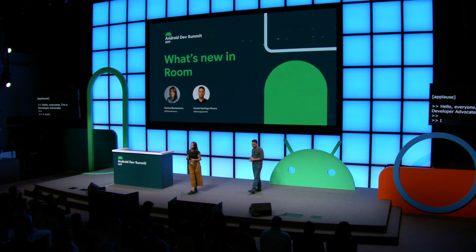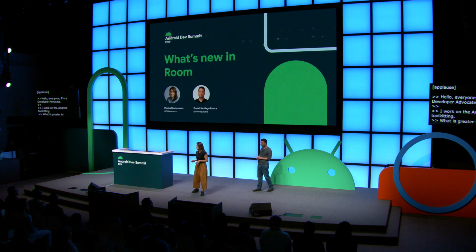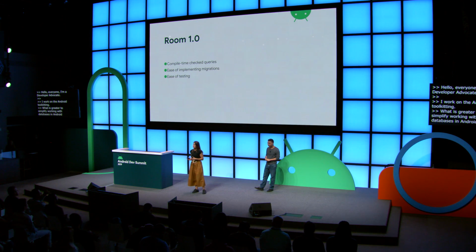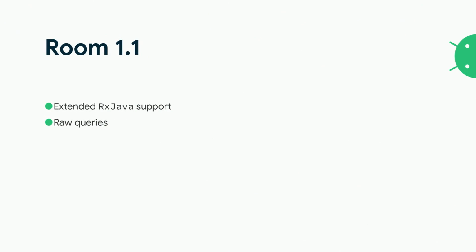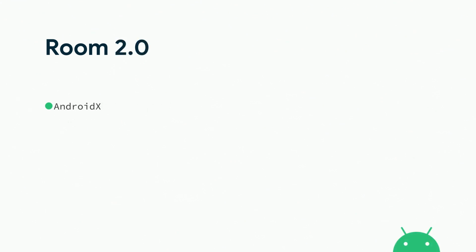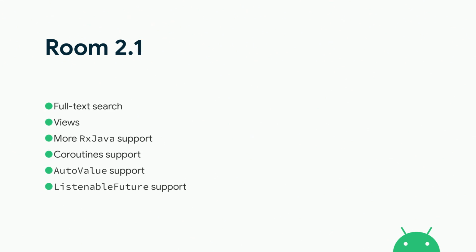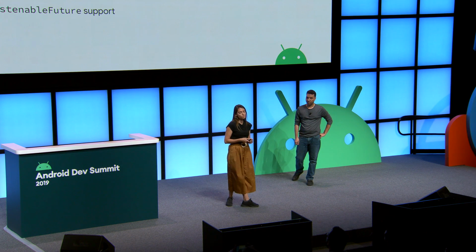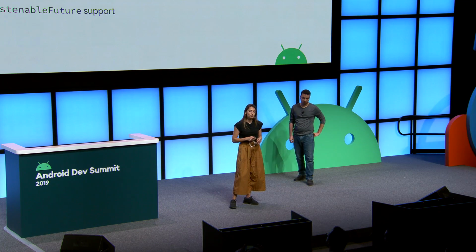Room was created to simplify working with databases in Android by adding compile time checked queries, an easier way to implement migrations, and an easier way to test. But since 1.0, Room added more and more features. In Room 1.1, we extended the RxJava support, and we've added raw queries. Room 2.0 just meant a migration to AndroidX. But then with Room 2.1, we've added several advanced features like full text search and views. But then you told us that there's room for improvement.